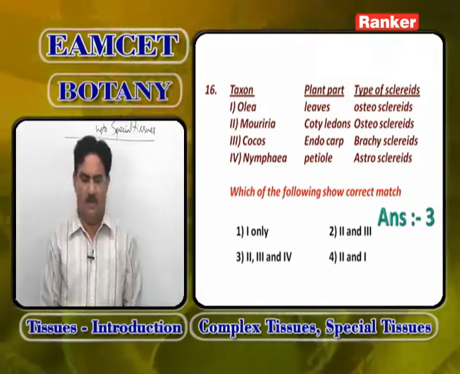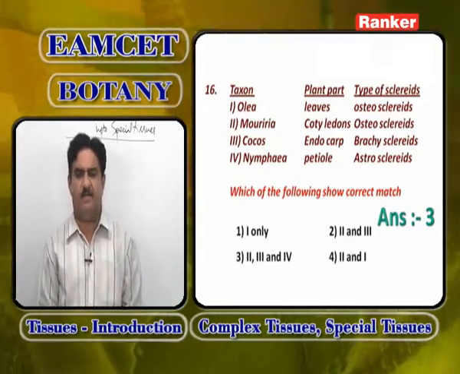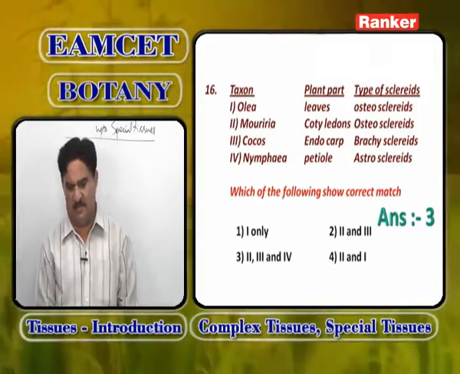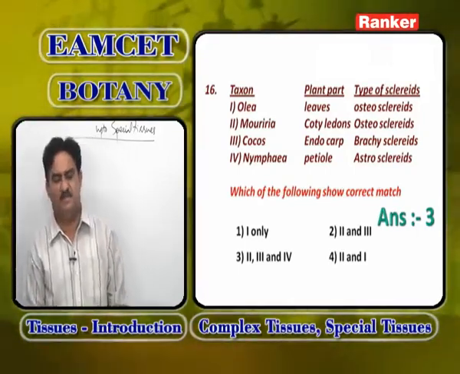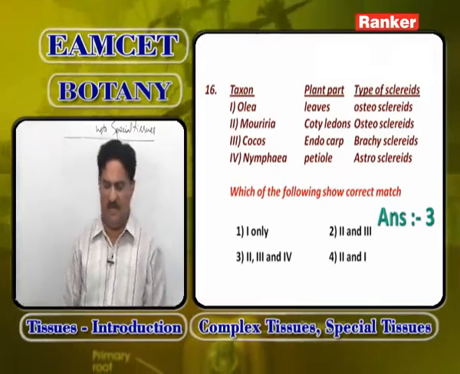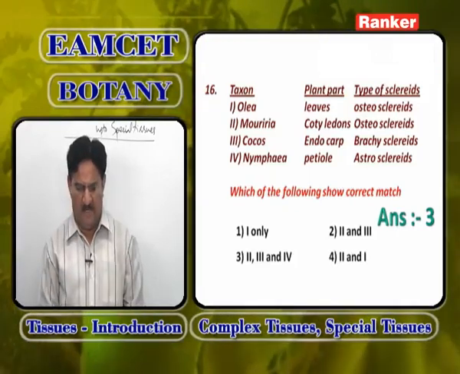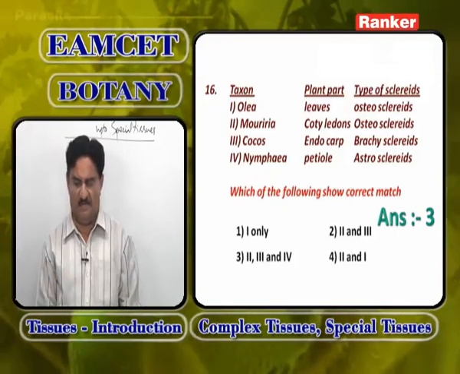Why not 1? Olea, leaves, till that it is correct, it is not osteosclerids. It must be either filiform sclerids or trichosclerids. But here it is given as osteosclerids, so wrong. Correct is Mauritia, cotyledons, osteosclerids. Coccus, endocarp, brachysclerids. Nymphaea, petiole, astrosclerids. Answer is 3.